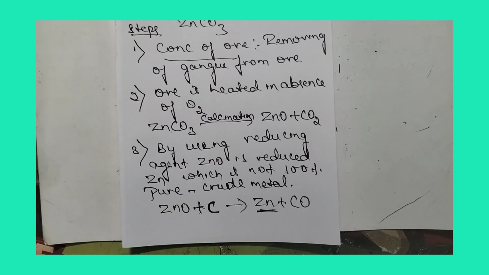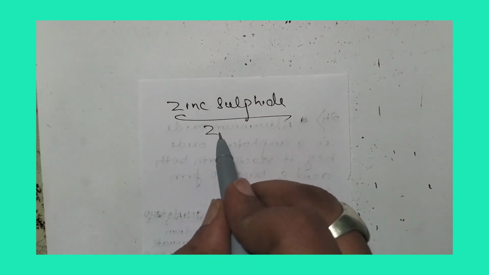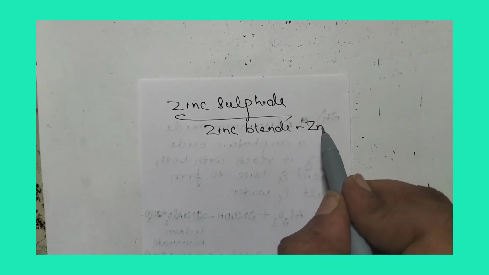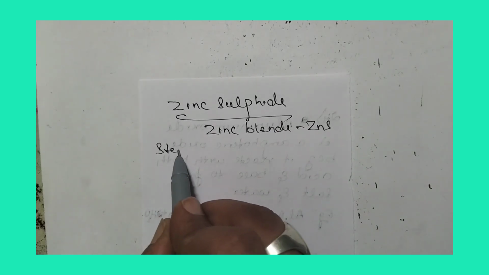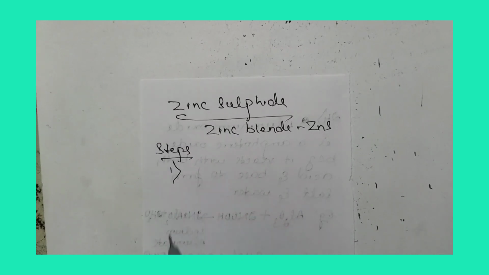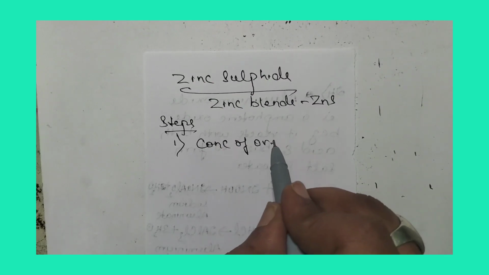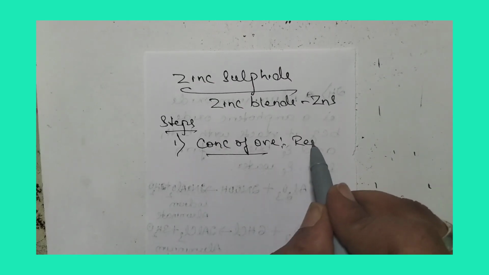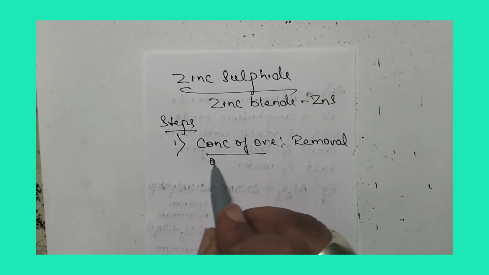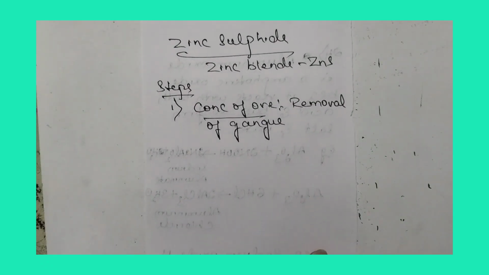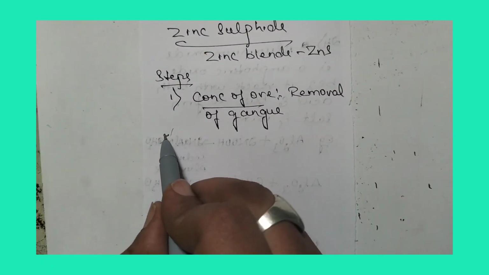Now let us see how we get zinc from zinc blende or zinc sulfide. Zinc sulfide is also called zinc blende, that is ZnS. Here also we have to follow 3 steps. In step number 1, concentration of ore, which means removal of gangue. That is, we have to remove the earthly impurities such as mud, sand and organic matter. That is step number 1.